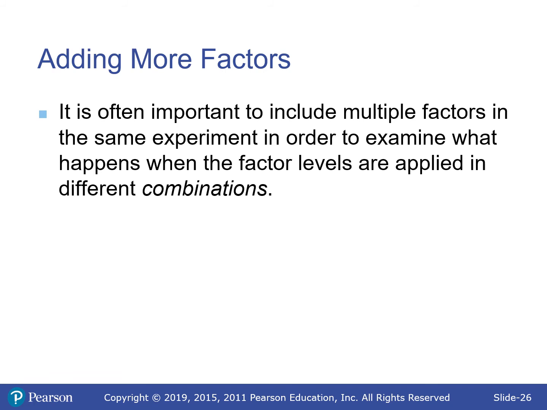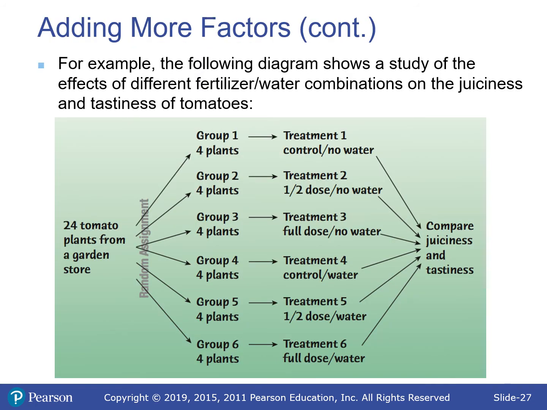Adding more factors. We can include multiple factors in the treatments. I had mentioned that. We're going to see here, we do have 6 treatments. We have the fertilizer, which could be control, half dose, or full dose, and then water. We don't give them any water, or we do give them water. So the 3 levels of one treatment and 2 levels of the other treatment makes 6 total treatments.